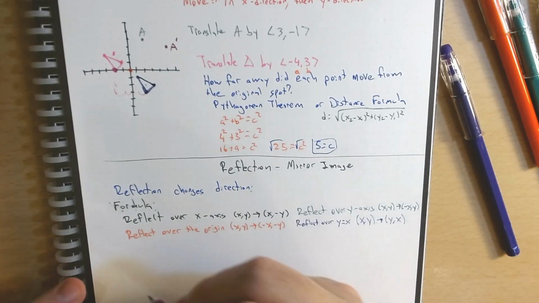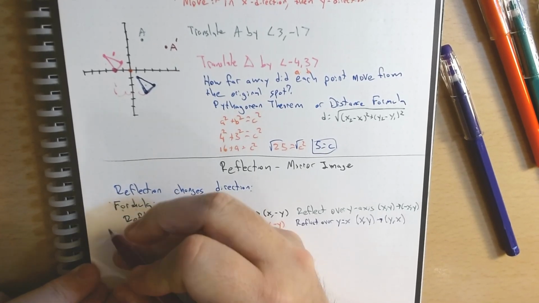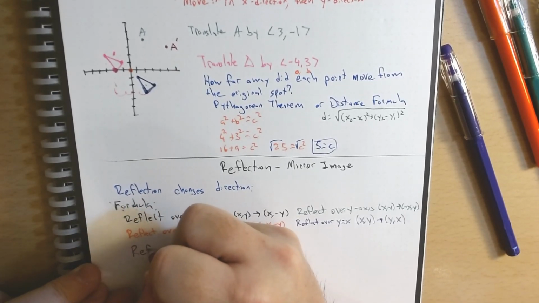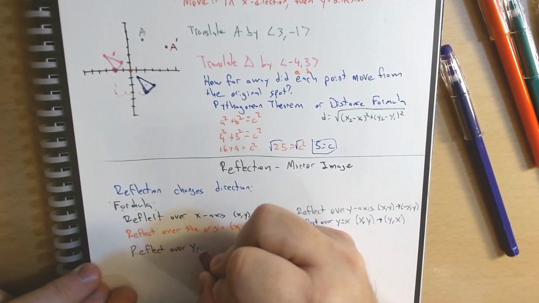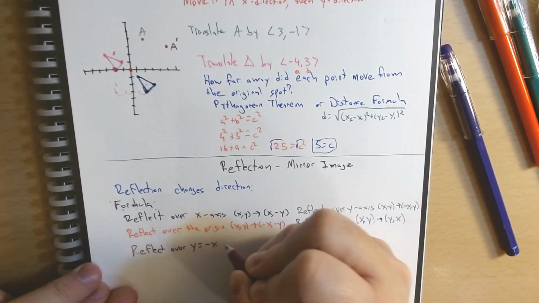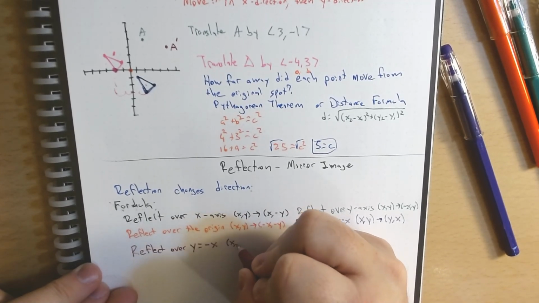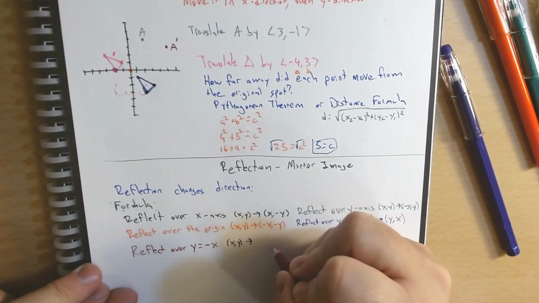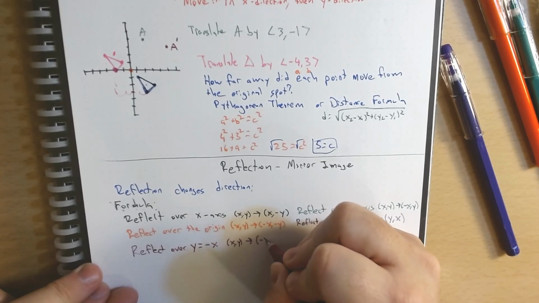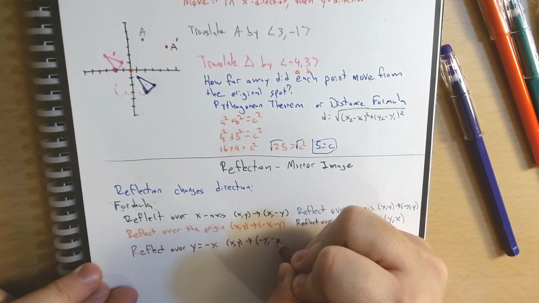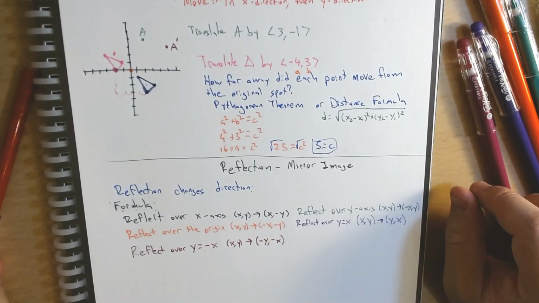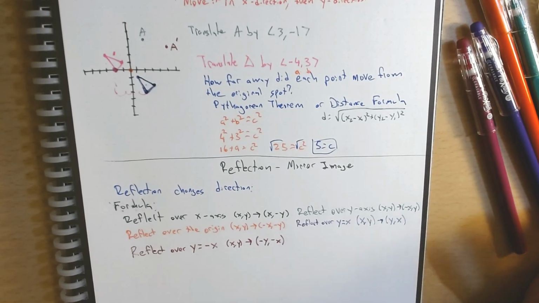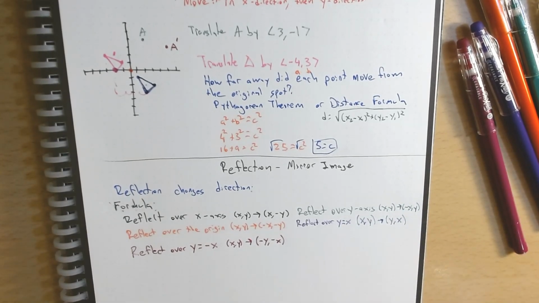And then lastly, you can reflect over the line y equals negative x, which is pretty similar to what we just did. You're going to flip the two points, but they're both going to have negatives in front. Okay. So if you're a formula person, this will get you through a lot of the reflecting stuff.